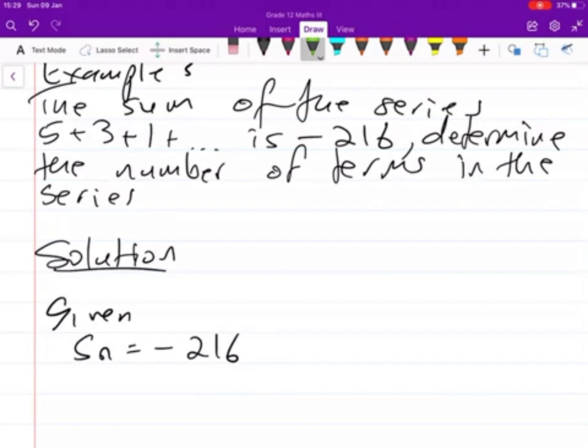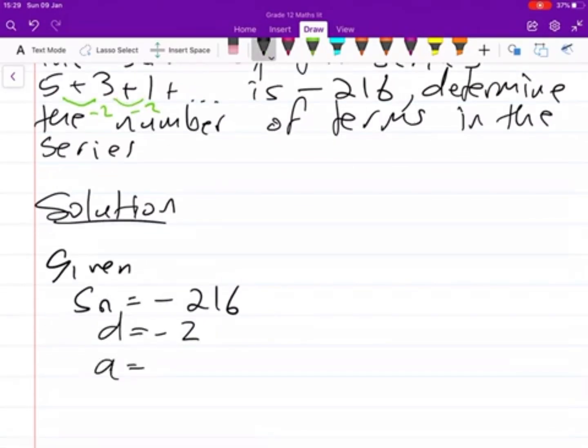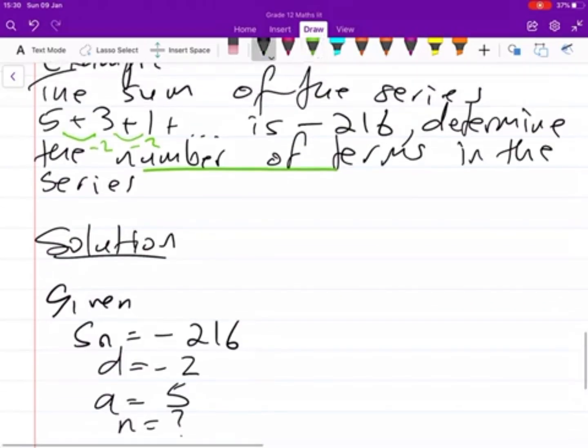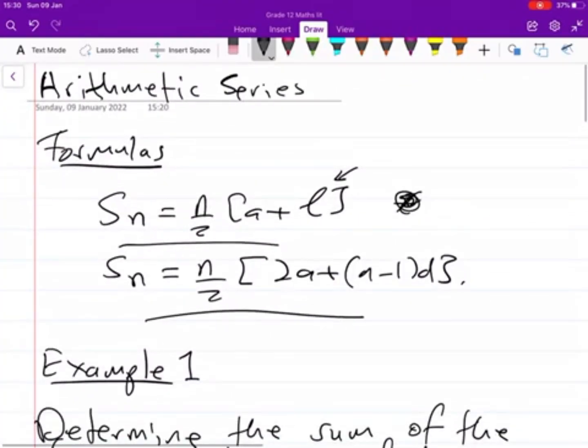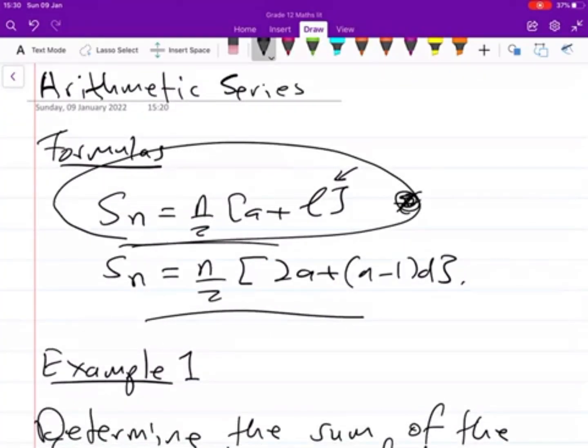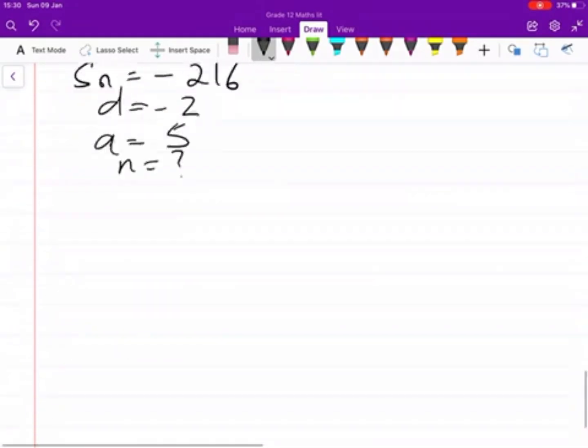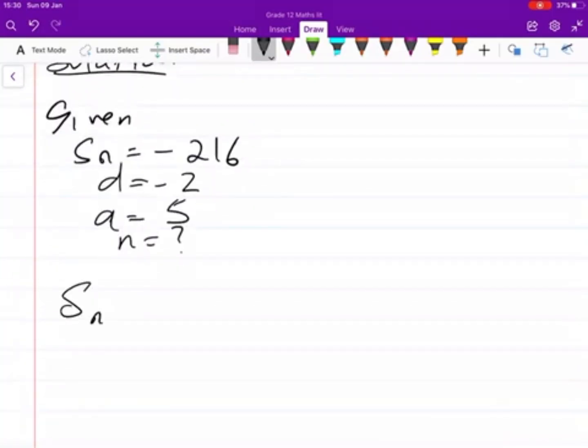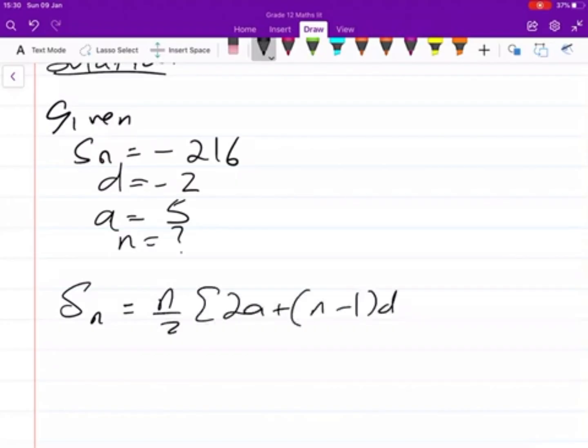Now let us establish what type of series this is. For us to go from here to here, we subtracted 2. So already we know that the common difference is minus 2. We know that the first term is 5. They say to you, determine the number of terms. So we must find out how many terms there are in the sequence. You cannot use this one, because you don't know how many terms there are. So your only option is to use this, because it works when you don't know how many terms you have: Sn equals n over 2 times (2a plus (n minus 1)d).